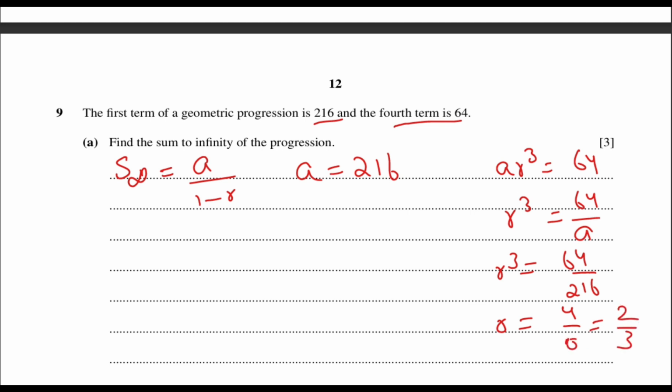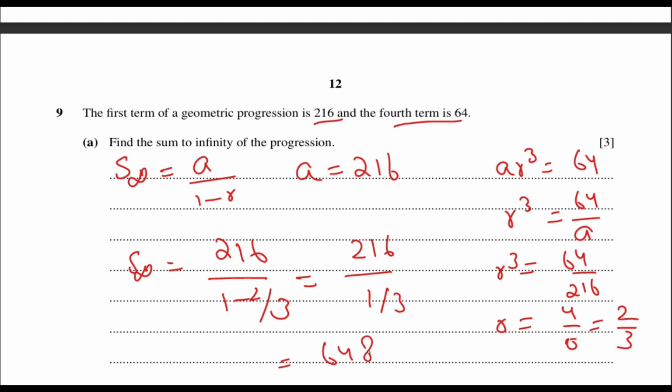So r is equal to 2/3, and let's calculate the sum to infinity. The sum to infinity will be equal to 216 over 1 minus 2/3, and it will be 216 over 1/3, which is 648. It will be the sum to infinity. So that's all.